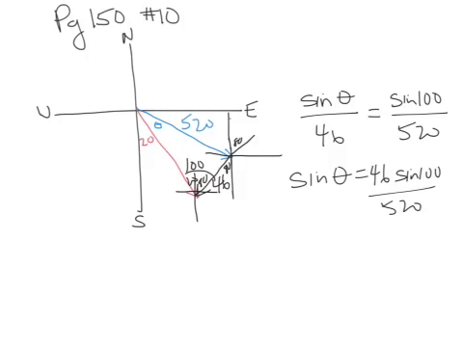Okay, so I just want to make sure I did that right, because I forgot to put a bracket in. So bracket 46 sine 100 bracket divided by 520 bracket. Yeah. Okay. So then the angle at which the person flying the plane is going to have to head out is going to be 20 plus 5, which is 25. So it's going to be south 25 degrees to the east.